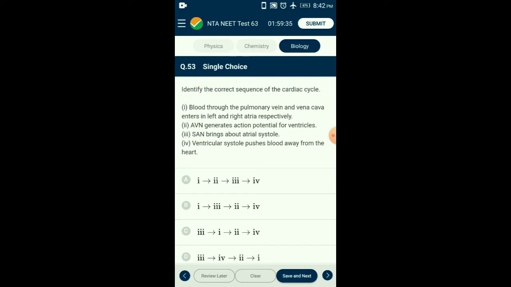Impulses from the SA node will then be transferred to the AV node, which will bring about contraction of ventricular muscles, which finally pushes blood away from the heart. So the correct sequence is option B.